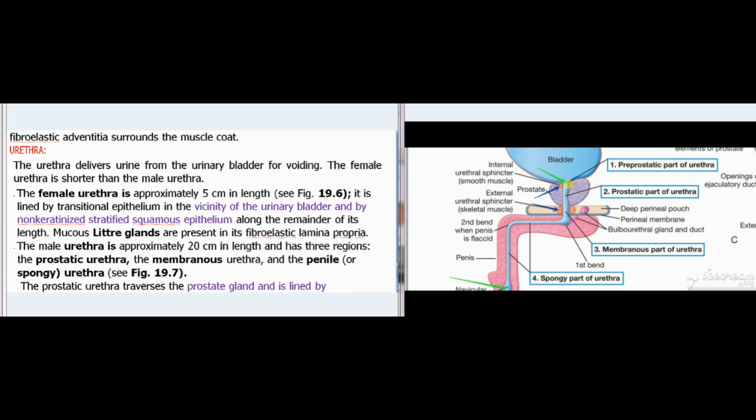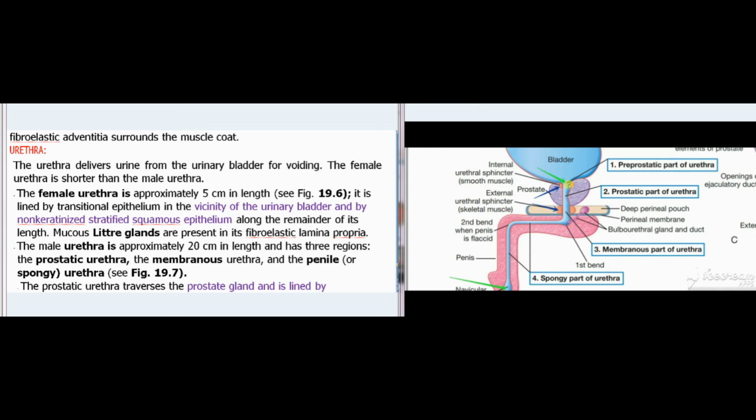Urethra. The urethra delivers urine from the urinary bladder for voiding. The female urethra is shorter than the male urethra. The female urethra is approximately 5 cm in length, see Fig 19.6. It is lined by transitional epithelium in the vicinity of the urinary bladder and by non-keratinized stratified squamous epithelium along the remainder of its length. Mucus-secreting glands of Littre are present in its fibroelastic lamina propria.